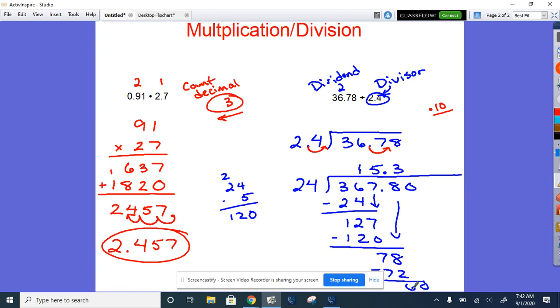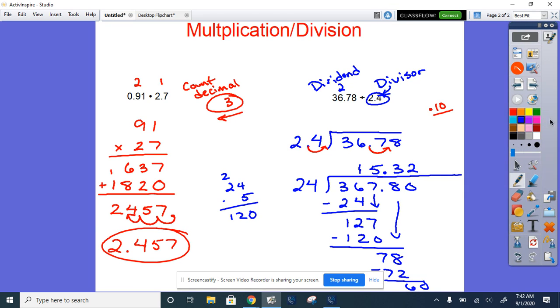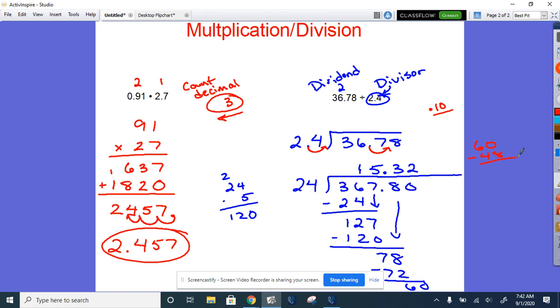24 into 60. 24 goes into 60 twice. I ran out of room. I apologize. I'll do it on the side over here. So 60, that becomes 48. 60 minus 48 ends up becoming 12. And we know what's going to happen. A 0 is going to drop in here. A 0 comes over here. 24 into 120 is 5.